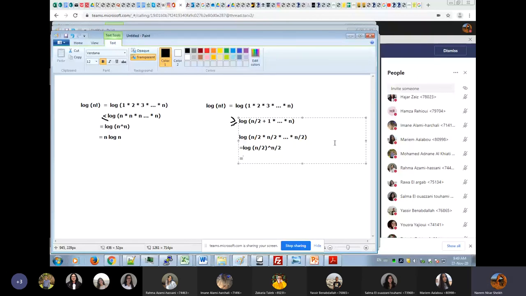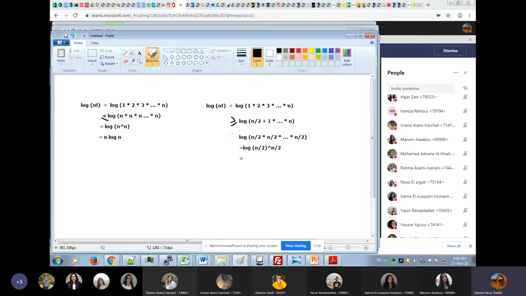So I'll just write the rest by hand. So this is bigger than or equal to this. This is equal to this, which is, I bring the power out, n over 2 log n over 2. This can be simplified as half n log n, and the minus log 2 is minus n half log 2. Log 2 is just 1. So this is just, okay.